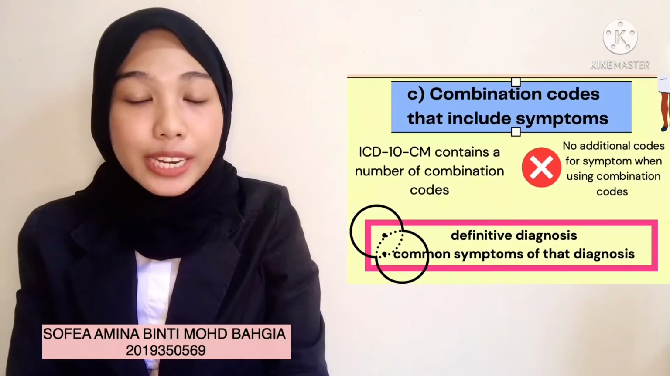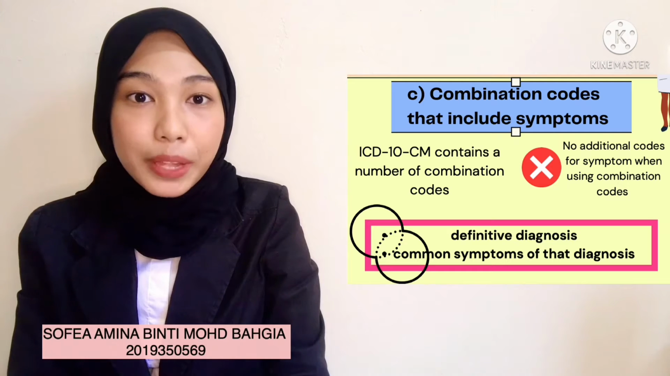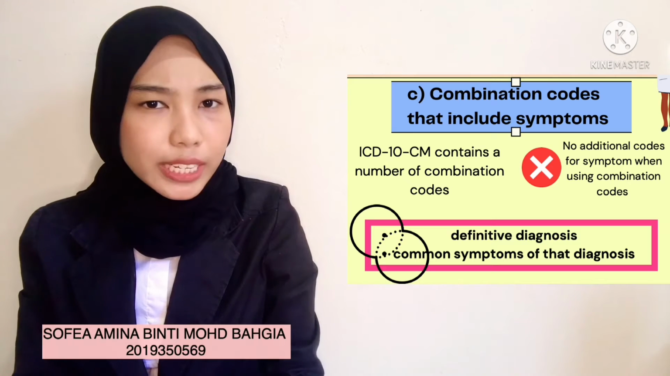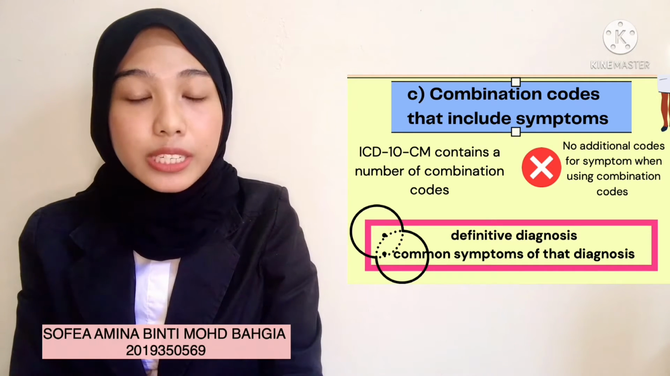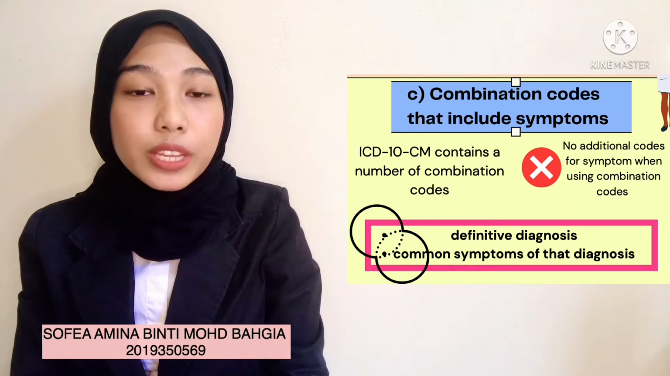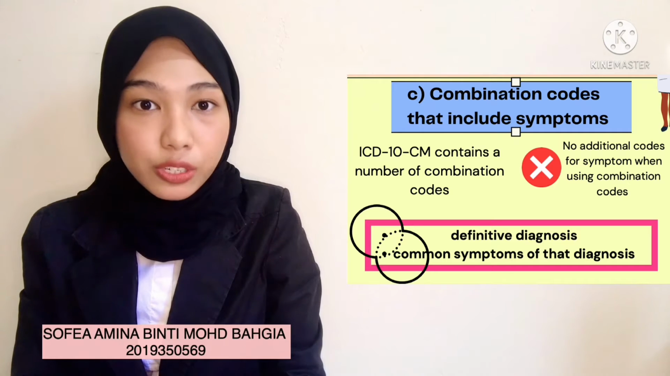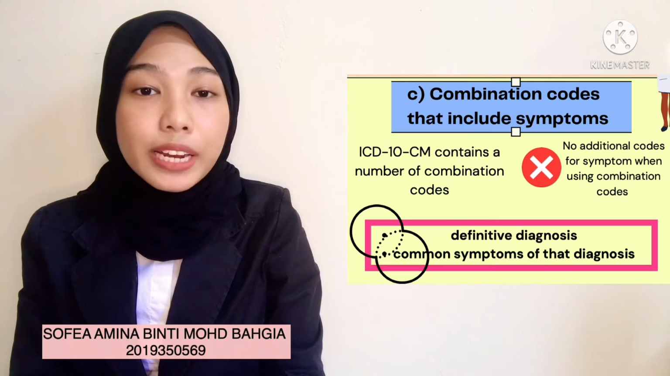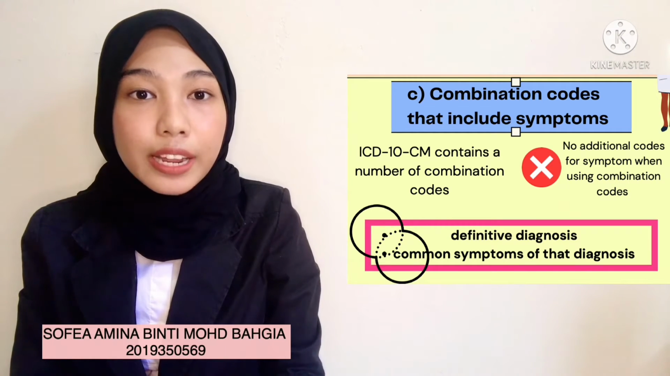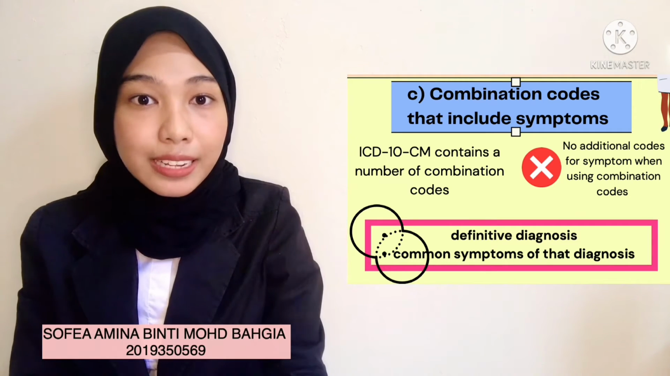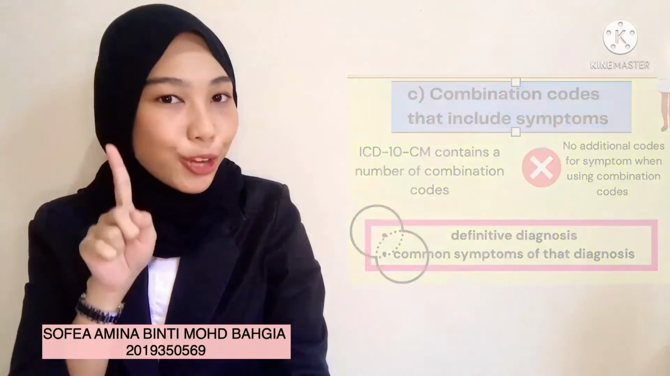Thank you, Atika. Now, I would like to explain C, which is a combination code that includes a symptom. As we know, ICD-10-CM consists of a number of combination codes. What is a combination code? A combination code is a single code used to specify two diagnoses, or a diagnosis with a secondary process known as a manifestation, or a diagnosis associated with a complication. In this chapter, a combination code is used to identify a definitive diagnosis and also the common symptoms of that diagnosis. Hence, an additional code for the symptom should not be assigned.